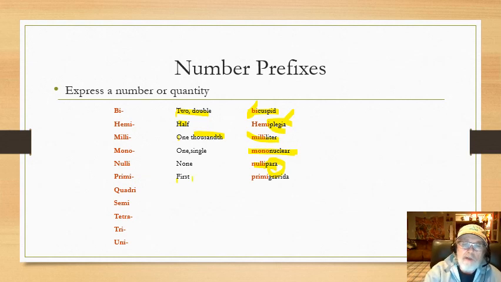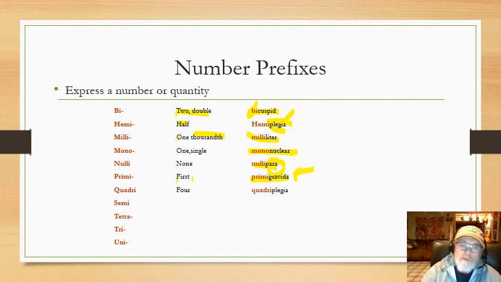Primi means first. Let's go back to that pregnant female. If it's her first pregnancy, it's called a primigravida, because gravida means pregnancy. So first pregnancy would be called primigravida. So if someone describes a female as primigravida, it means it's her first pregnancy. She's pregnant now, and it's the first time.